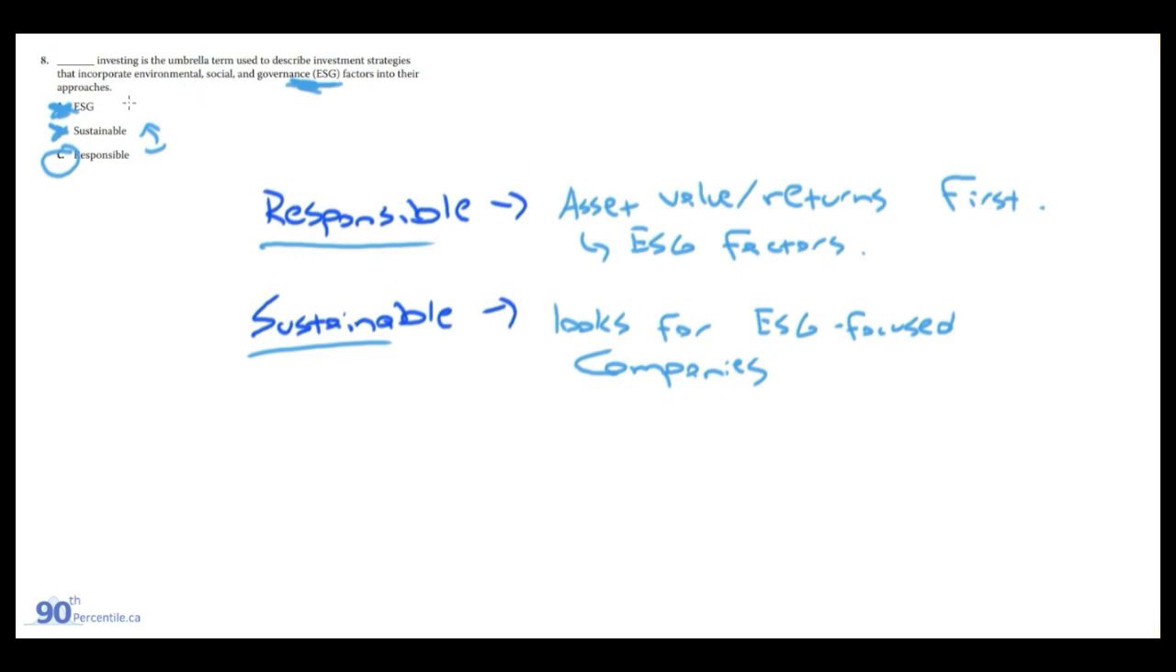ESG investing is almost a subset of these two, where the ESG is incorporated into responsible and sustainable. But like I said, the terms are kind of loosely defined in practice. The ESG is almost all encompassing, whereas the responsible, like I said, is asset value first, and then ESG, and then sustainable is ESG. So sustainable is kind of within these. Yeah, kind of a weird one, but that's how I like to think of the definitions anyway.